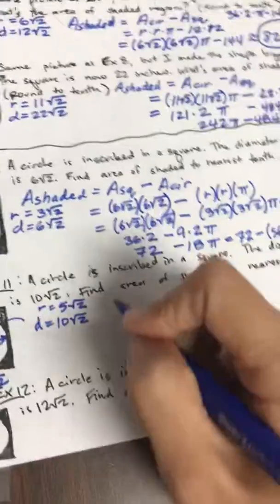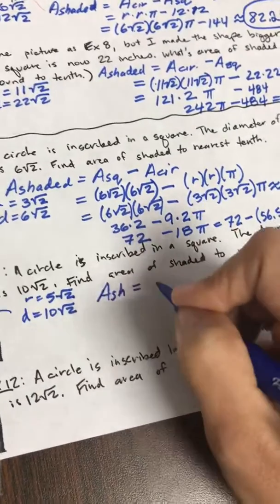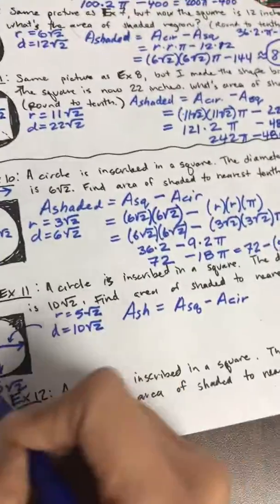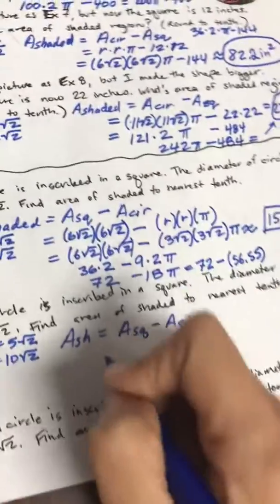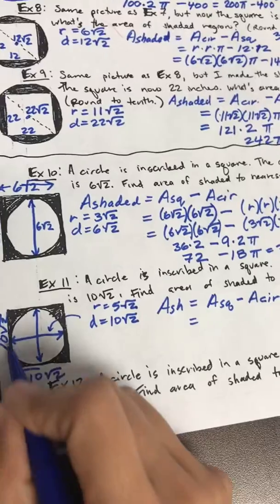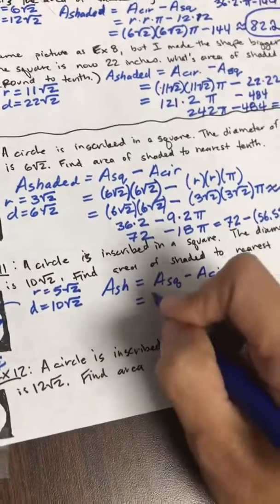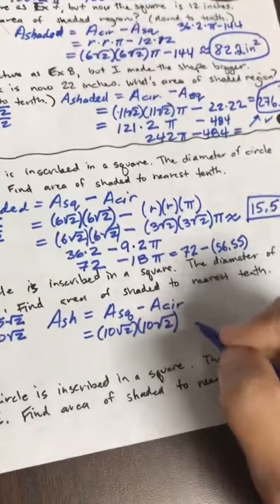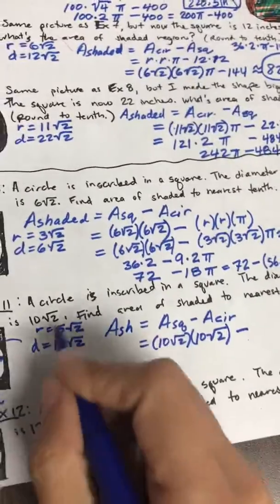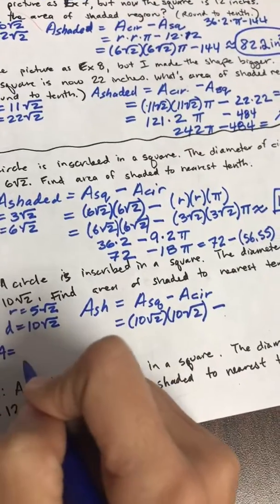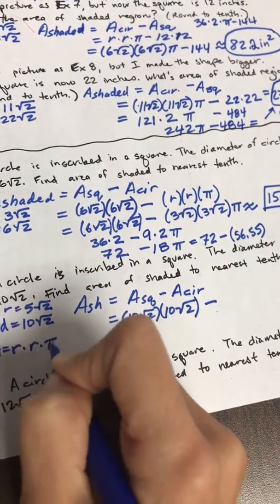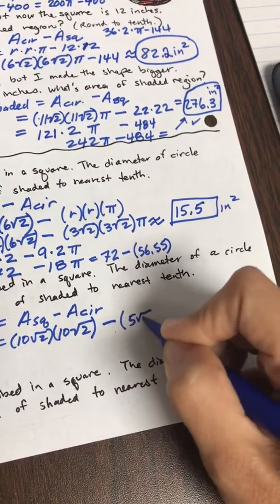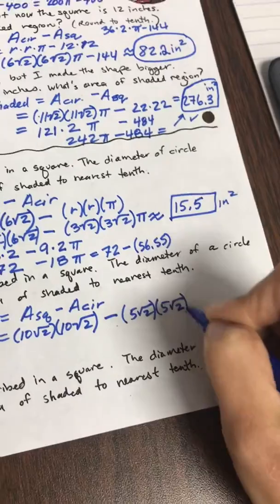Okay, let's see how it went. The area of this shaded region would be the area of our square minus the area of our circle, because they cut out the inside of that circle. Now our square, we said, is dimension 10 times the square root of 2 by 10 times the square root of 2. So that's the area of our square. Now if we subtract the area of our circle, we know the area of our circle is radius times radius times pi, and we have our radius.